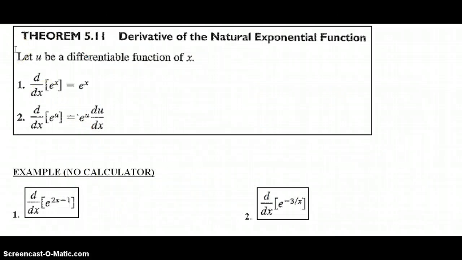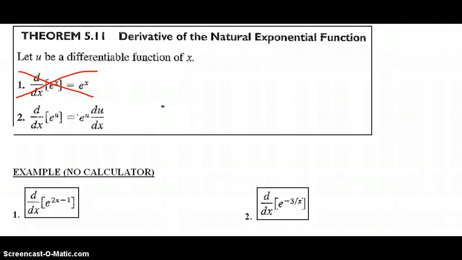which are right here. Theorem 5.11 is the derivative of the natural exponential function, and it says that if u is a differentiable function of x, we've got two rules that we can use here. The first rule is really not very useful because the derivative with respect to x of e to the x power is only going to work if the power is just x. And the second rule there can actually be used to find the first rule.